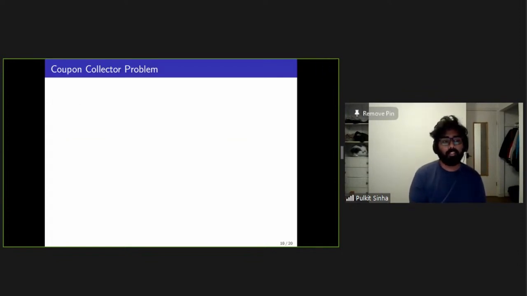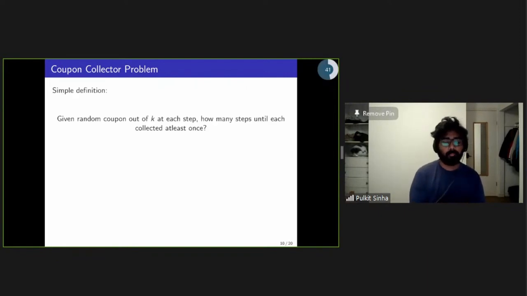First, I'll describe the classical version. Simply put, it's this problem. Suppose there's a hidden set of k coupons, and at each step, you're given a random coupon with replacement from this set of coupons. Now, your task is to collect each of the coupons at least once.